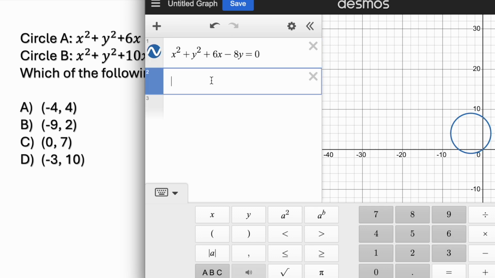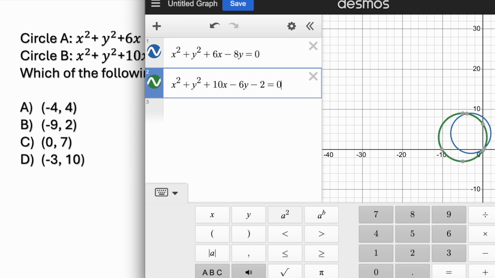And the second one is circle B, which is x squared plus y squared plus 10x minus 6y minus 2 equal to 0. So now here we have two circles.